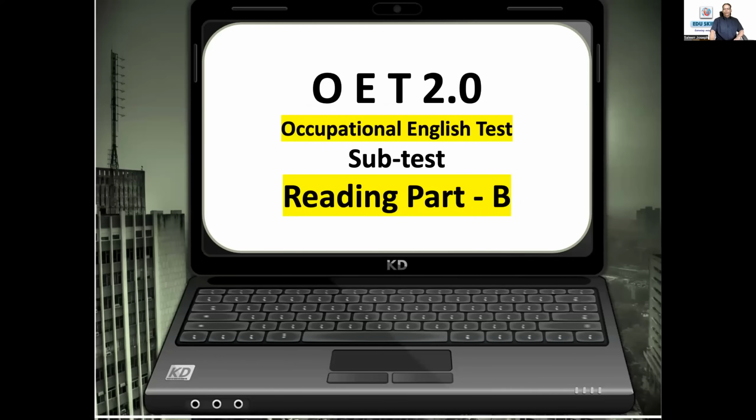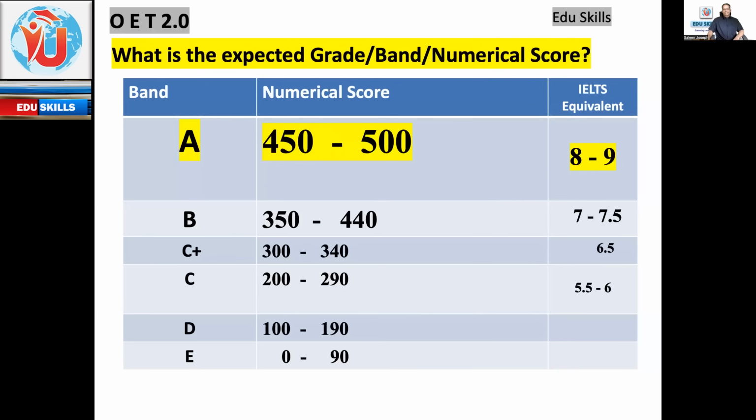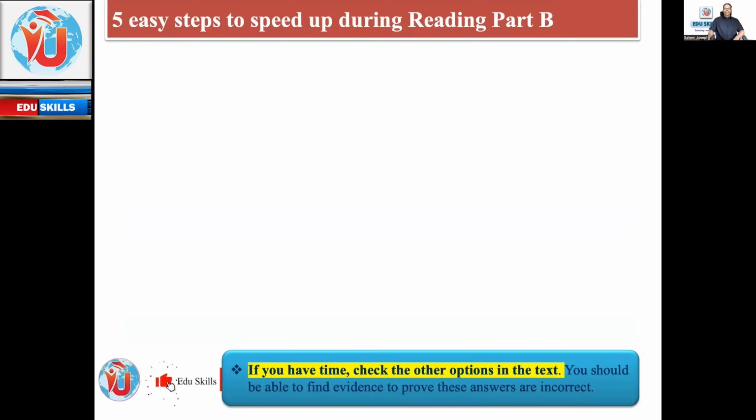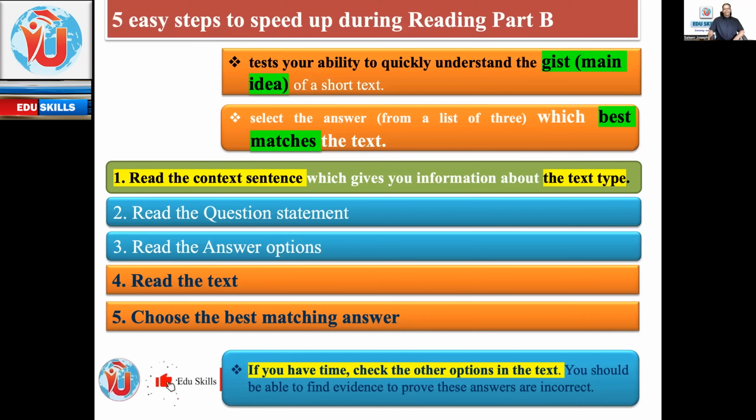OET 2.0 Occupational English Test, Subtest Reading Part B. We'll be dealing with this segment today. Part B, Key Skills. And as I usually say, just one word, we are not going into the other basics. Always try to target A, not B. If you target B, definitely you will stop with 340, 330, 320 and all those things. So EduSkills never recommends a B. Okay. And 5 easy steps. These are the basic things I just glanced over.